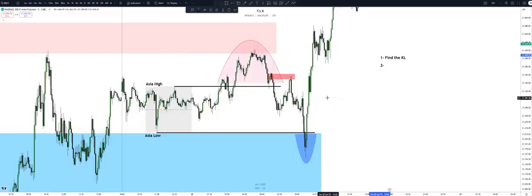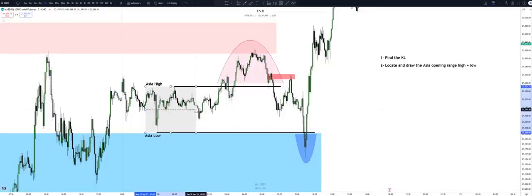Step number 2, locate the Asian range high and the Asian range low. Wait until the midnight open. Okay, so locate and draw the Asia range high. This is the Asian opening range, not the complete Asian range. So the Asia opening range high and low. Extend both the high and low to the right with lines, or if you just want to extend the rectangle tool, feel more than welcome to do so.